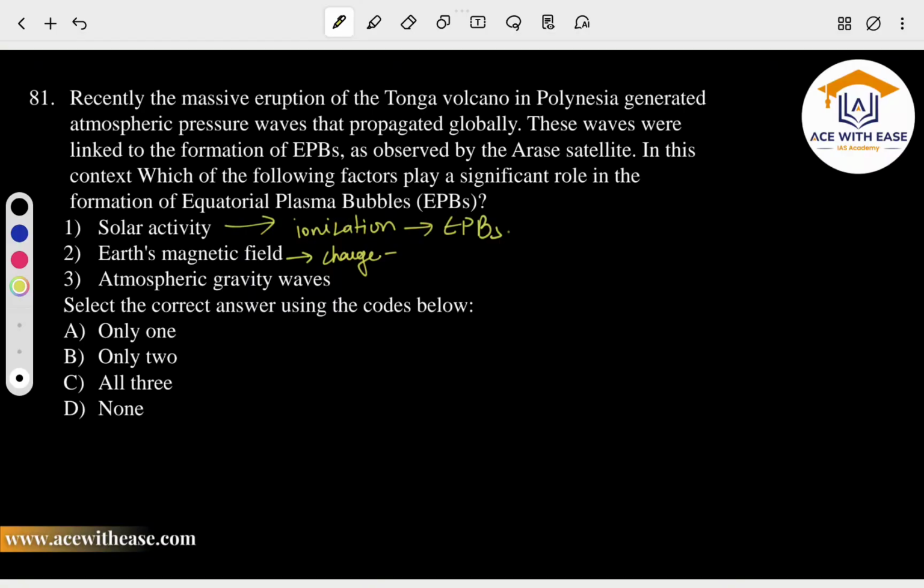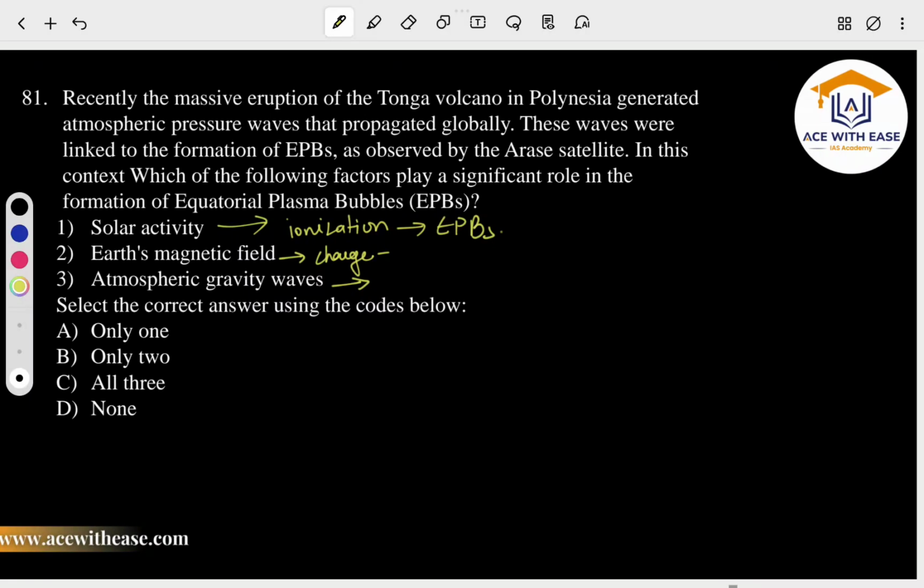Then we have atmospheric gravity waves. Yes, even atmospheric gravity waves are actually triggering different instabilities in the ionosphere. That's why we have the movement of the plasma bubbles occurring. So here all the three statements regarding equatorial plasma bubbles are correct.